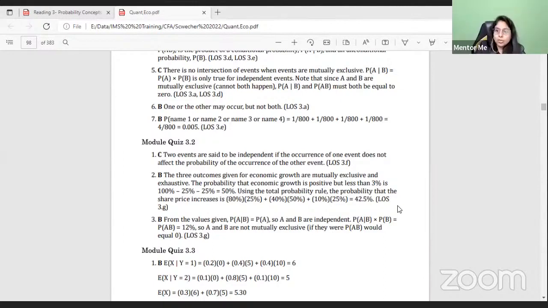So once we total it up, what do we get? Everyone, are we getting 42.5?